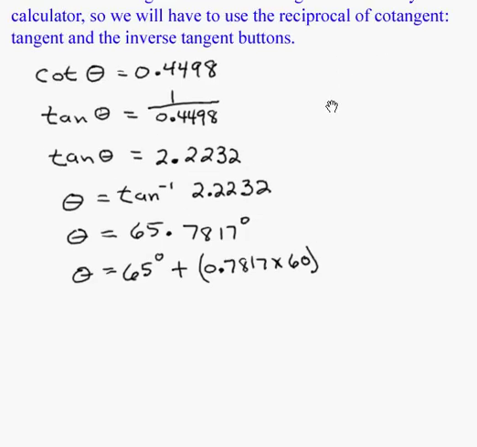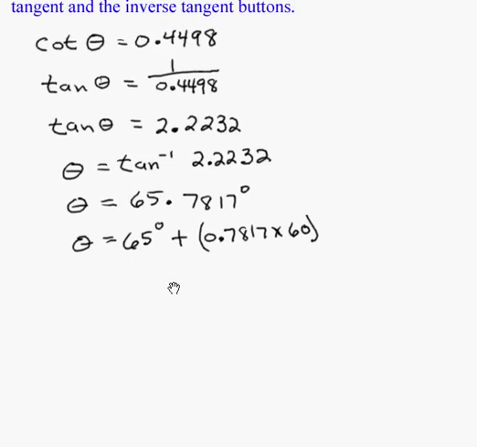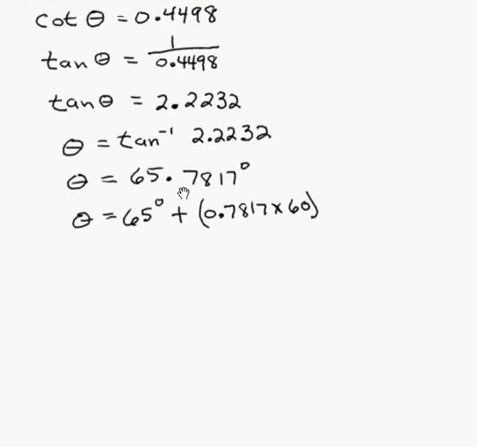However, let's review the directions. They want the answer not to 4 decimal places, but to the nearest minute. So 65 degrees is what it is. But I've got to take the decimal portion, 0.7817, and multiply it by 60. Again, times 60, because there are 60 minutes in a degree. And so that gives me 46.9.